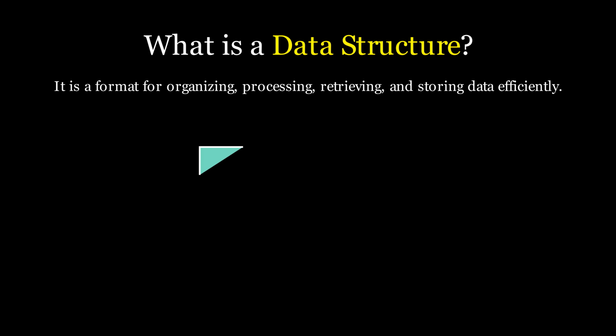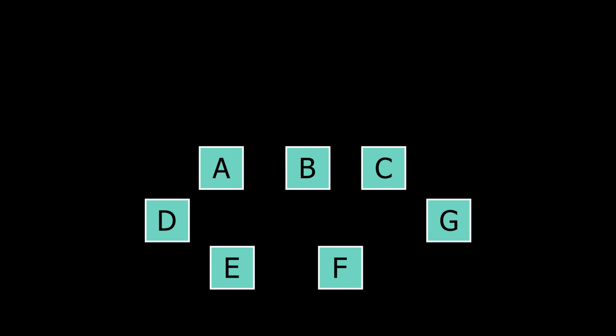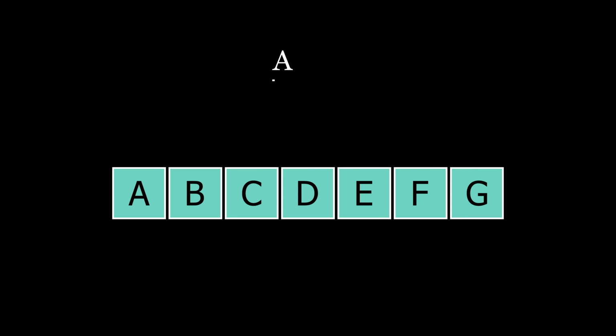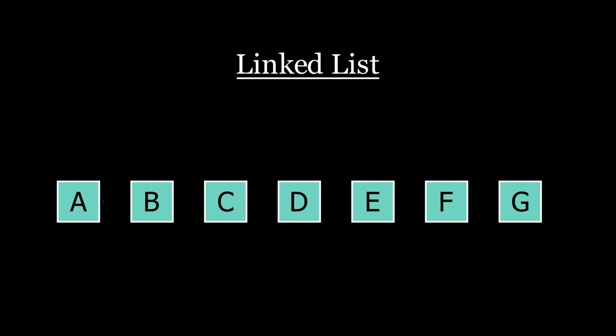For instance, consider these data points. We can simply arrange them in a linear fashion all together. Now this data structure is called an array. Or we can separate these data points and connect them using pointers. Now this structure is connected but no longer together, and this is known as a linked list. We can also arrange this in a non-linear fashion, something like this. Now this is called a graph. This data structure is non-linear.